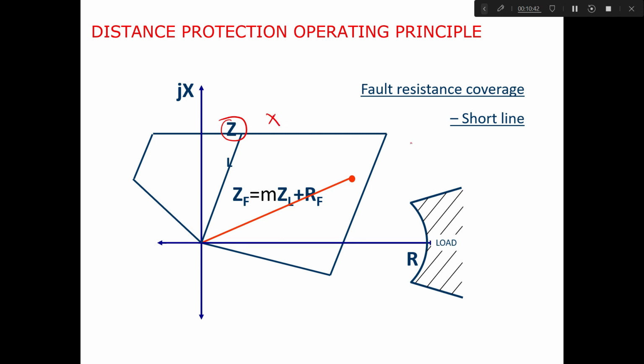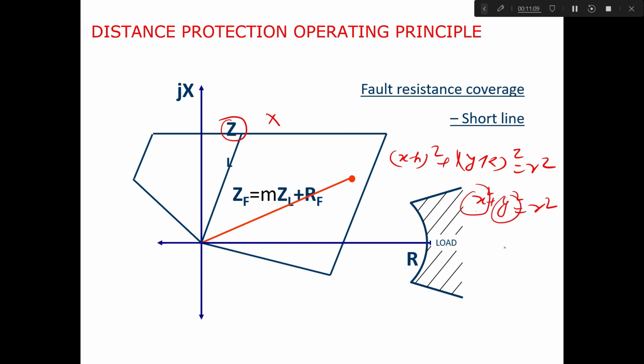Generally, we are not using circular characteristics or mho characteristics because of these limitations. Because in a circle, if you can recall, the circle equation is (x minus h) square plus (y minus k) square is equal to r square, or you can write it as x square plus y square is equal to r square. So if you want to vary either x or if you want to vary y, it is not possible.